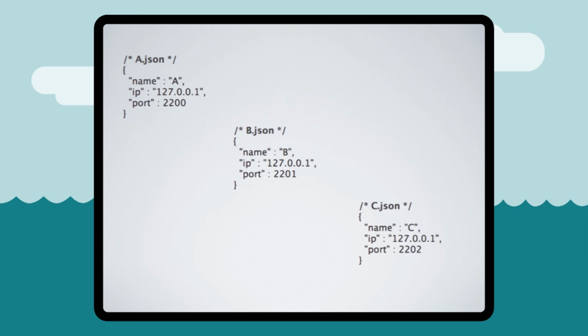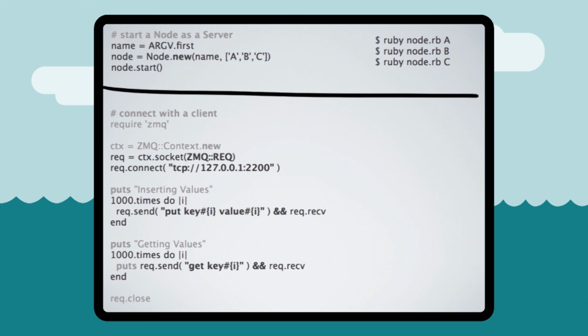Oh, and this is the config file makeup that I was talking about. So this is what I do. I start a node as a server, give it a name, whatever argument I give, that's the name of this one. And it also sends in, hey, my ring looks like A, B, C. And then this is what my client looks like, where it connects, sends 1,000 requests to this one node, and then receives 1,000. And that's how I start it up.